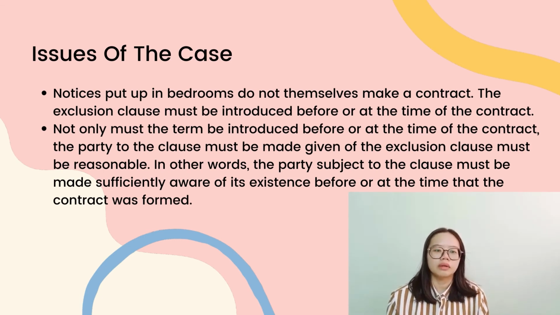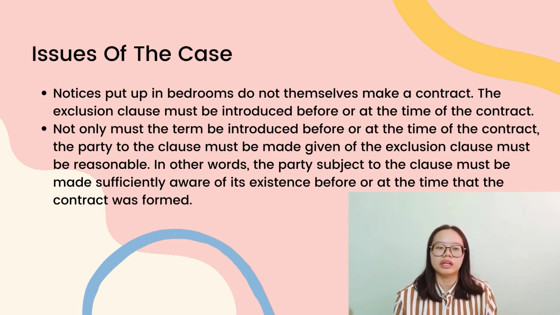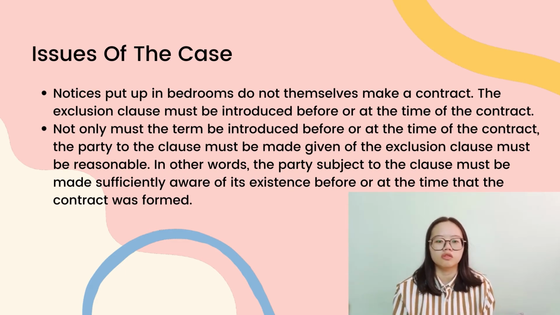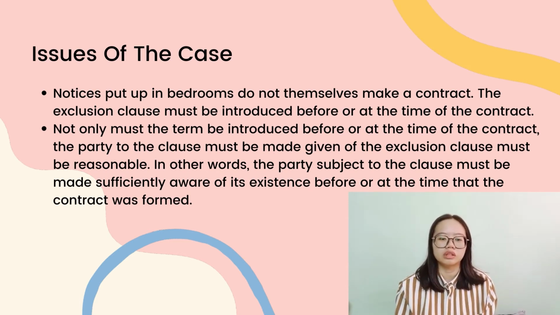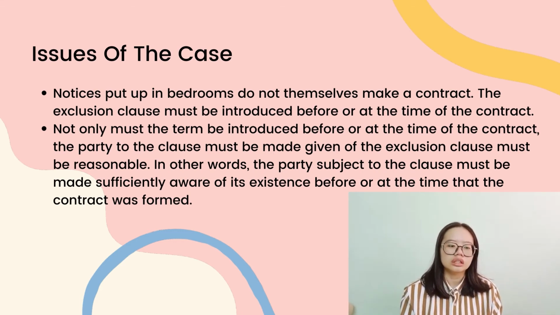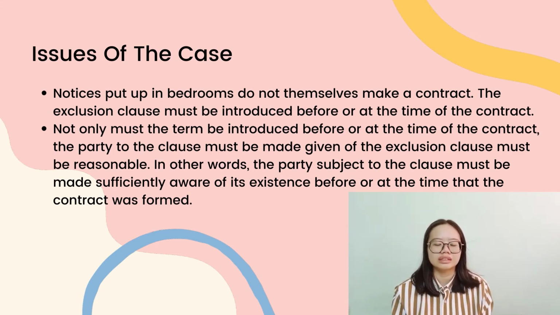A notice put up in a bedroom does not by itself make a contract, unless the notice was displayed at the reception desk or otherwise up front. It could not be added to the contract at a later time. The exclusion clause must be introduced before or at the time of the contract. Not only must the terms be introduced before or at the time of the contract, the party subject to the clause must be made aware of the exclusion clause, and it must be reasonable. In other words, the party subject to the clause must be made aware of its existence before or at the time the contract was formed.